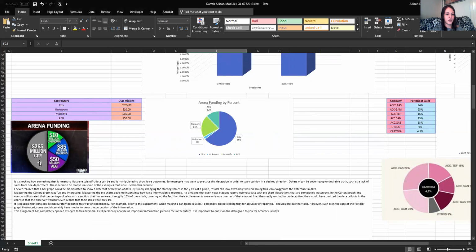so they're showing that it looks like the city did half of funding, Unknown did this large section of funding, Maloof's did, looks like, a quarter of the funding, and AEG did, it looks like, a little less than that. When really, when we recreated it here, the city did a lot. Unknown didn't do a whole lot. AEG did 12%, and then Maloof's did 21%, which is about a quarter. So they had at least that part of it right.